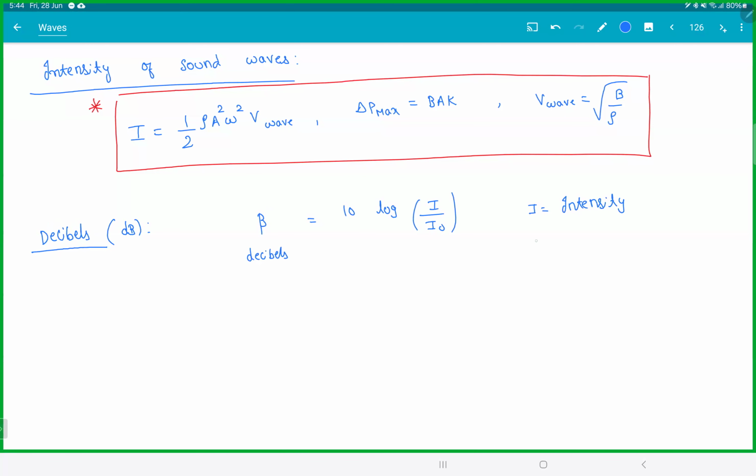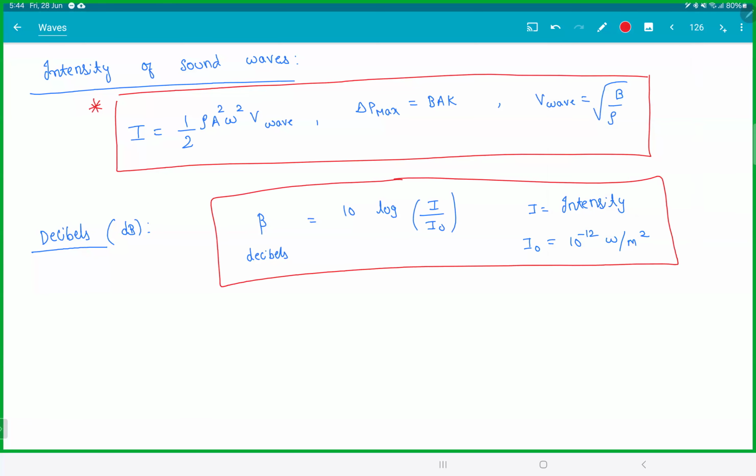This is also a log scale. So I is intensity, I naught is a constant, which is 10 power minus 12 watt per meter square. You need to mug up this. Example: let's say if I is 10 power minus 6 watt per meter square, then your decibels would be 10 log 10 power minus 6 by 10 power minus 12. This turns out to be 60 decibels. Straightforward one.